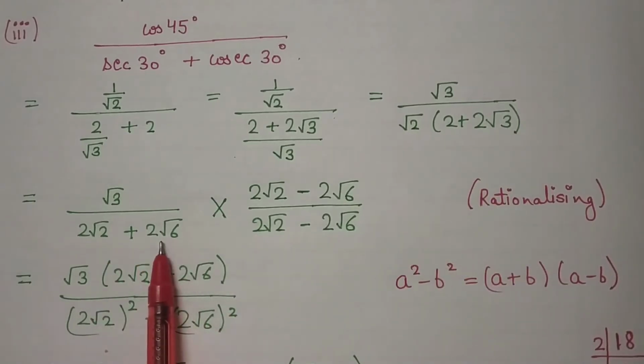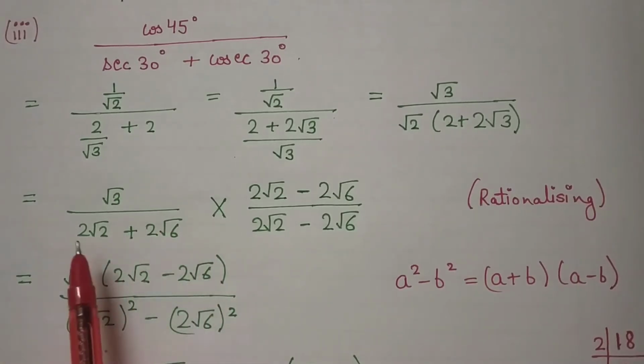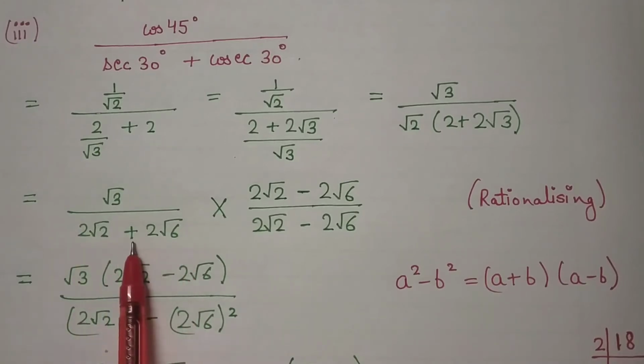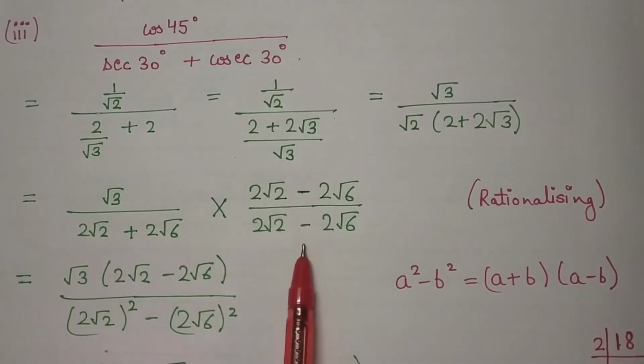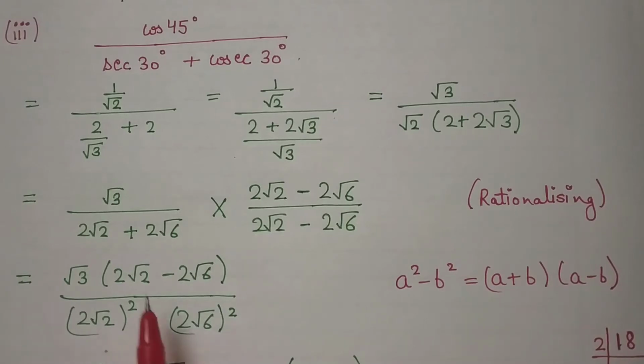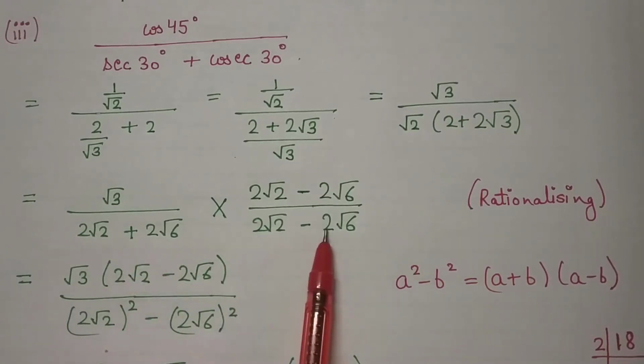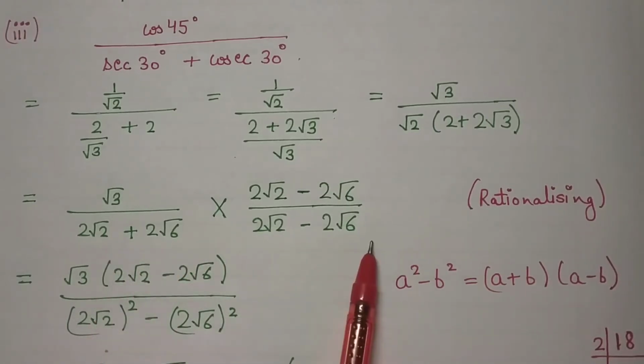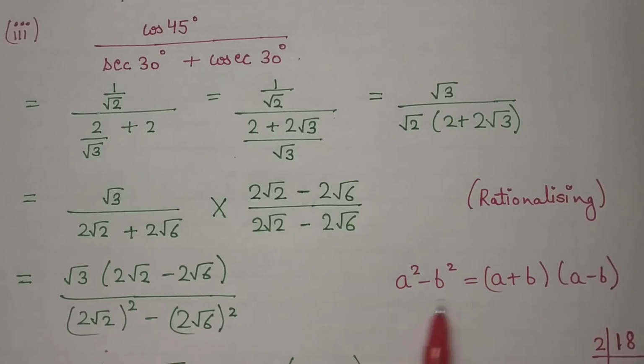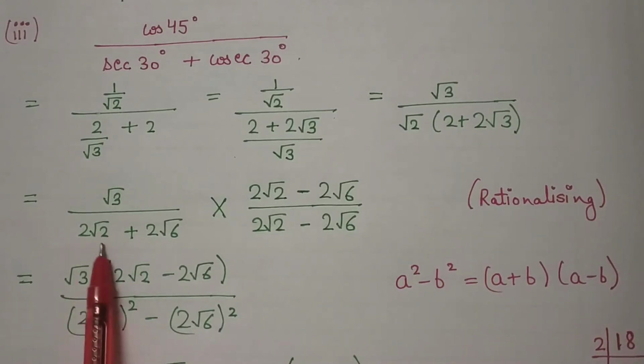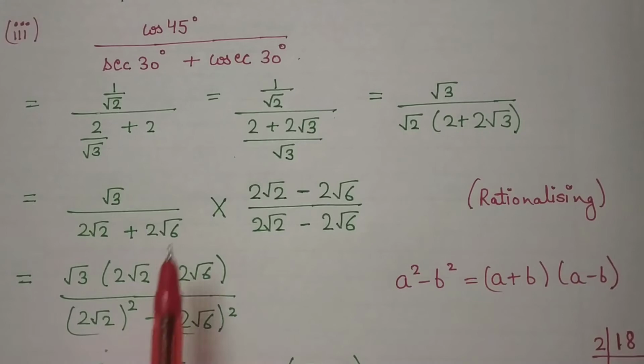Now I need to rationalize this to remove the root parts in the denominator. How do we do the rationalization? Multiply the same expression with the opposite sign, so I have taken minus here. Now multiplying root 3 with this whole bracket, 2 root 2 minus 2 root 6, and this becomes the formula a plus b, a minus b. So the answer is a square minus b square. So a is 2 root 2, 2 root 2 square, minus b is 2 root 6, 2 root 6 whole square.